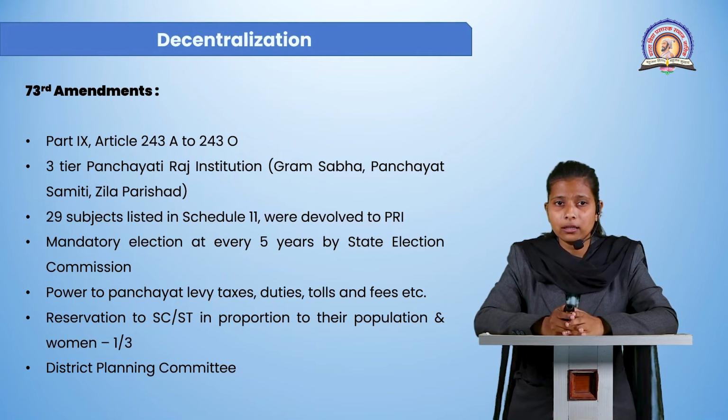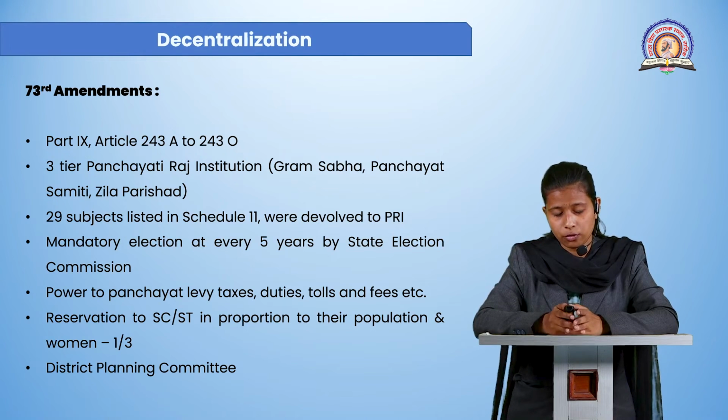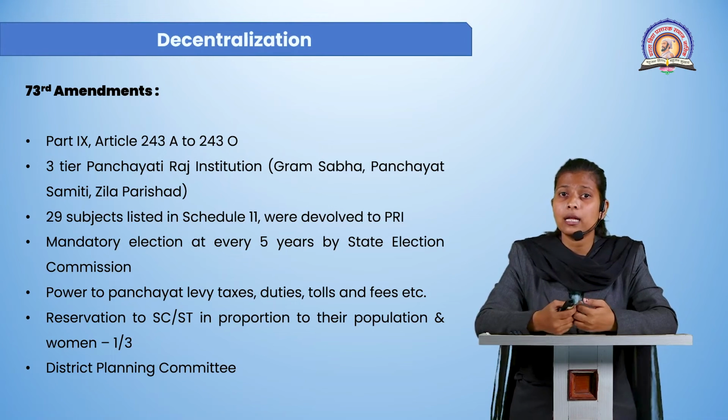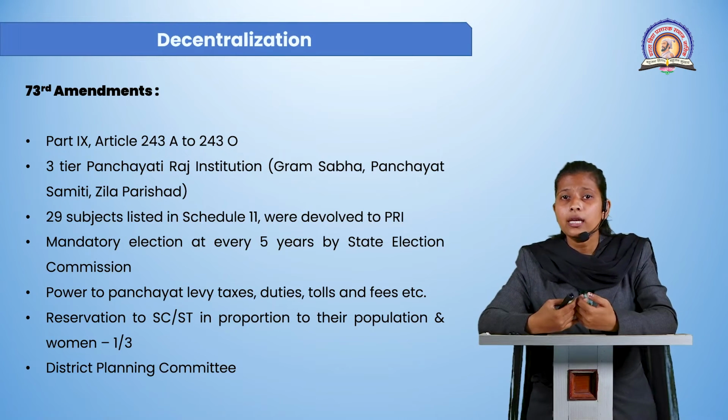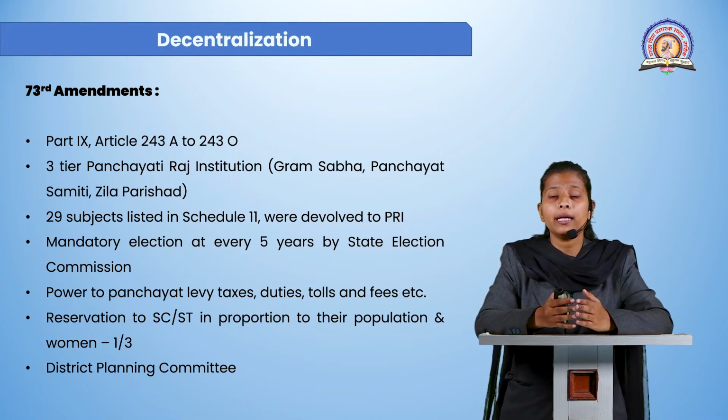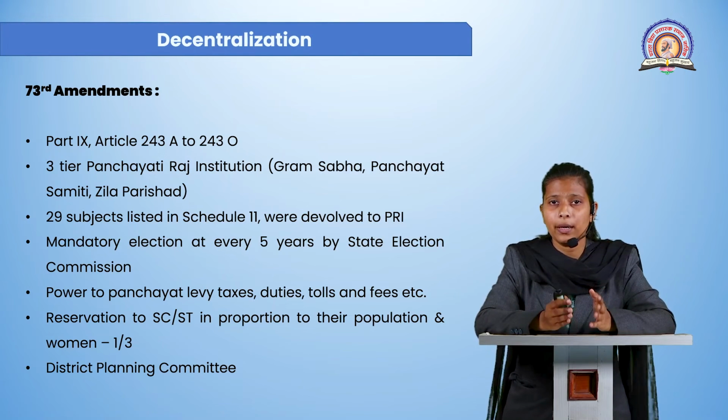So the 73rd Amendment Act is very important because development should take place from the grassroots level, and then the development of the country will happen, as the idea of Sarvodaya is given by Mahatma Gandhi. So the idea of Mahatma Gandhi is reflected in the 73rd amendment.